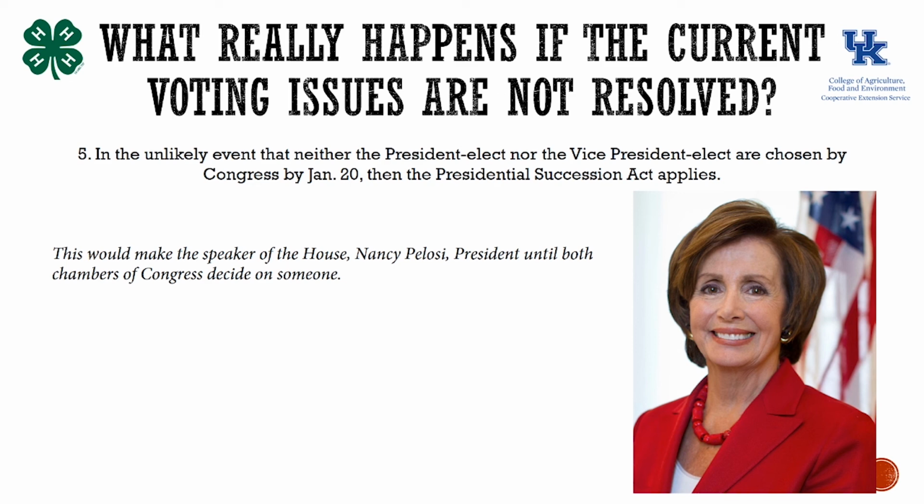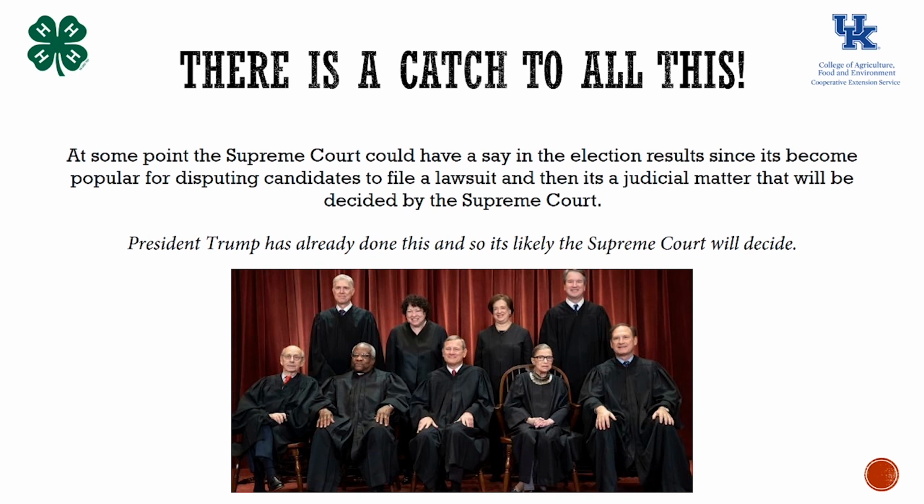And so hopefully that makes you feel a little bit better about some of the chaos you've been seeing in the news. Now, there's a catch to all this. At some point, the Supreme Court could have the say in the election results since it's become popular for disputing candidates to file a lawsuit, and then it's a judicial matter that will be decided by the Supreme Court. President Trump has already done this, and so it's likely the Supreme Court could be the ones to decide who the next president will be, just like they were the deciding factor in the 2000 election.